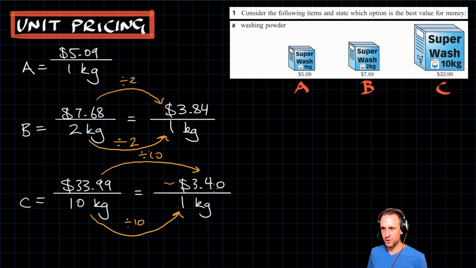Right, so which is the cheapest per kilogram? It looks like option C is, because that's only costing us $3.40 a kilo, whereas option A is $5.09 a kilo, and option B is $3.84 a kilo. That's all there is to it.